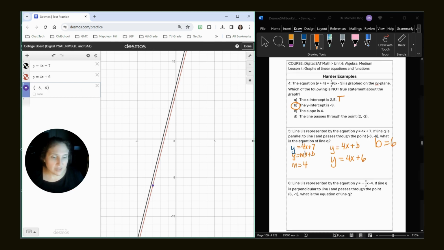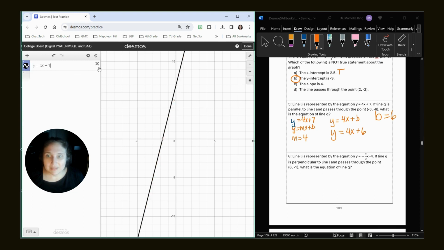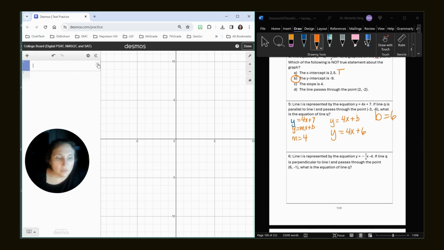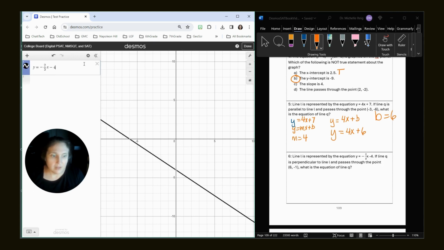All right, let's look at question number 6. Line L is represented by the equation y equals -2/3 x, sorry, minus 4. Stop, type it in. If line Q is perpendicular, here's our original equation. We know the slope that's given is -2/3. So the perpendicular slope is flip the sign, so now it's positive, flip the fraction, 3/2. So we're going to be working with this equation right here, but we just have to figure out what is b.